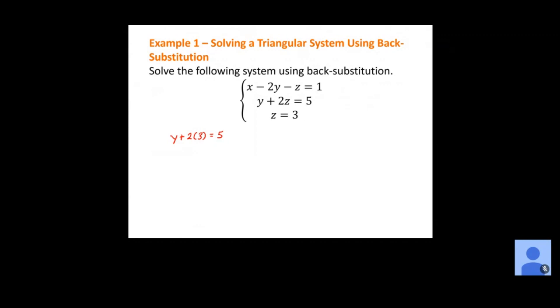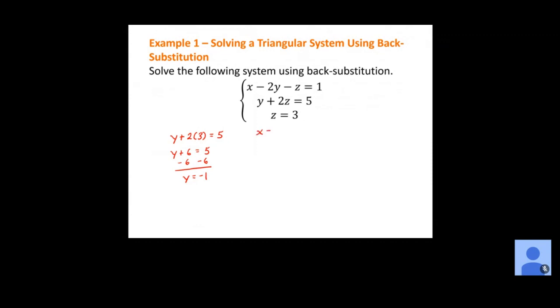Now, once I do that, I can simplify. So 2 times 3 is 6. And then to get y by itself, we're just going to move the 6 to the other side. And so that's going to give us y equals negative 1. Any questions on how we did that? All right, so now that we know z and we know y, now what can we do? Good, we can take both of those values, we can plug them into the first equation, and that's how we're going to solve for our x value.